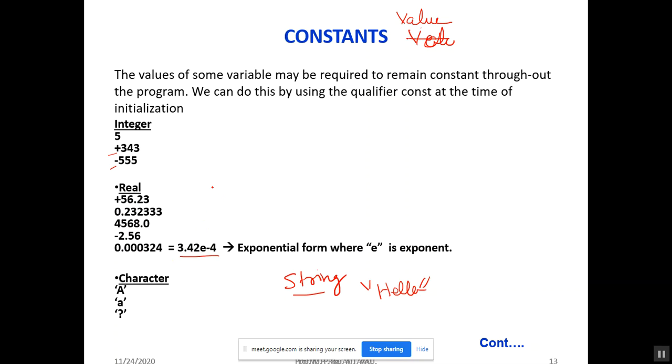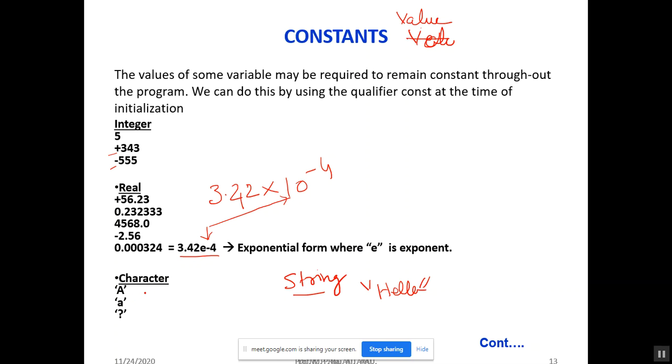We can write this same thing like 3.4242 into 10 raised to minus 4. It is the same thing. Here we are using e instead of 10. Is this clear? So exponential forms are written with the help of e symbol in numbers. We can use this in real numbers or decimal numbers.